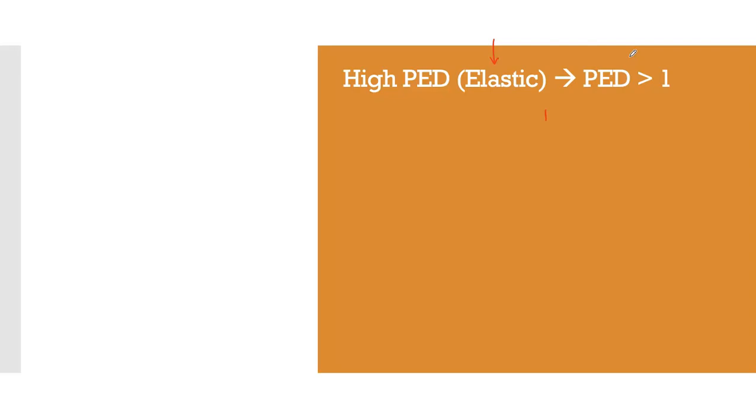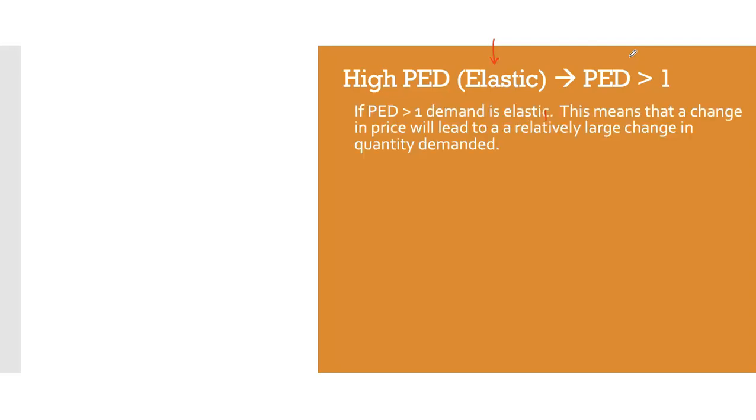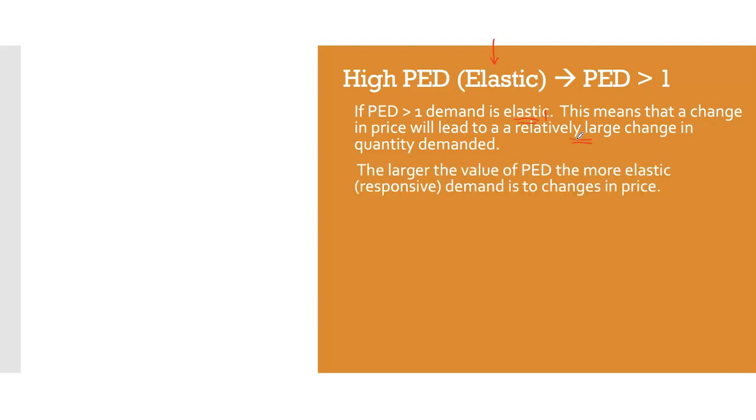In this case, the product is very responsive to changes in price. Changes in price greatly impact the quantity demanded. So if price elasticity of demand is greater than 1, we say demand is elastic. This means that a change in price will lead to a relatively large change in quantity demanded. The larger the value of price elasticity of demand, we will say the more elastic, or remember the keyword, responsive, demand is to changes in price.